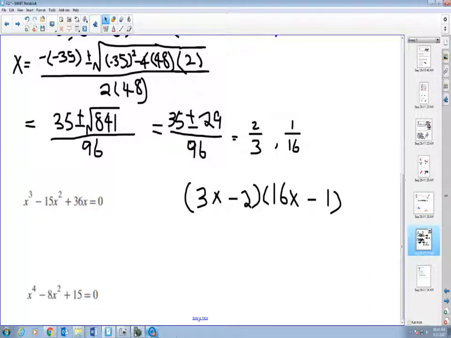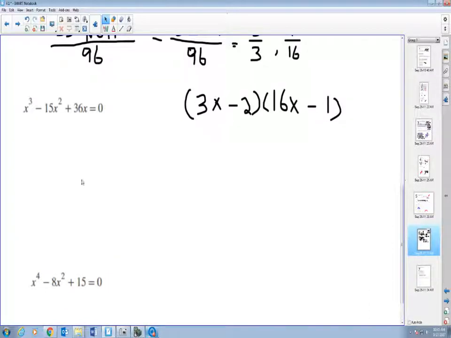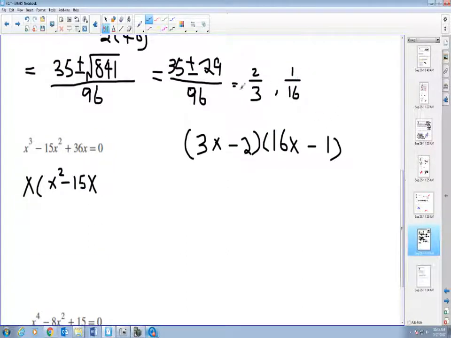Alright, now Mr. Chen will do a little bit better. Third power, at most 3 x-intercepts or 3 zeros. I'm going to factor out my x. That gives me x squared minus 15x plus 36. See those two answers? Both are fractions. Can't find those in the table. Yucky.